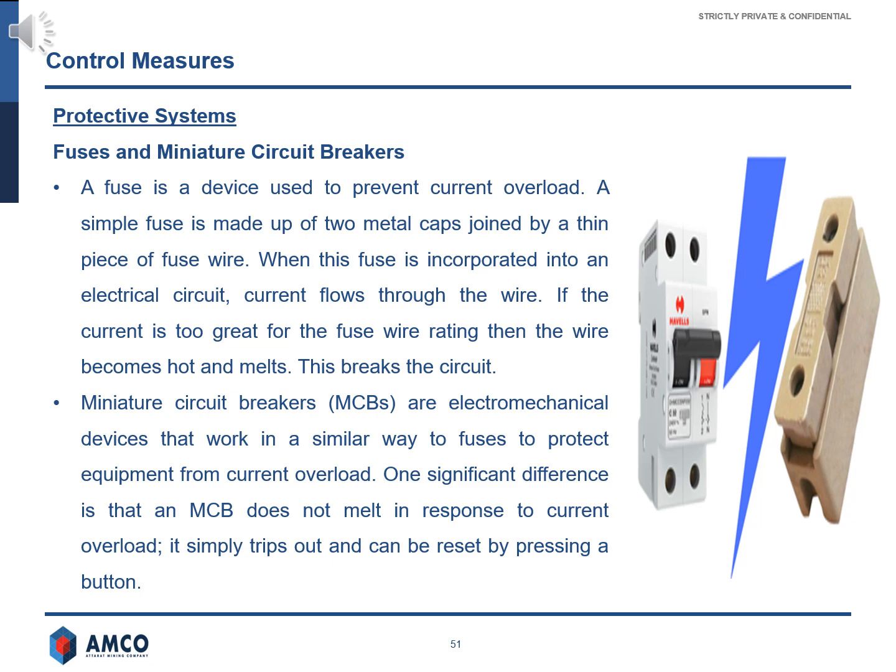This breaks the circuit. Miniature circuit breakers, MCBs, are electromechanical devices that work in a similar way to fuses to protect equipment from current overload. One significant difference is that an MCB does not melt in response to current overload, it simply trips out and can be reset by pressing a button.